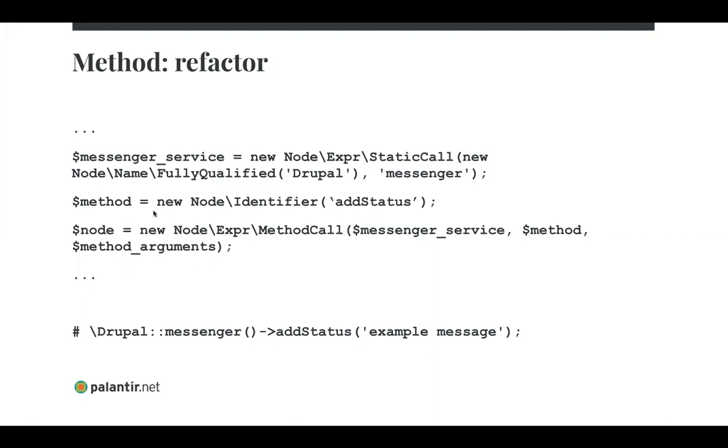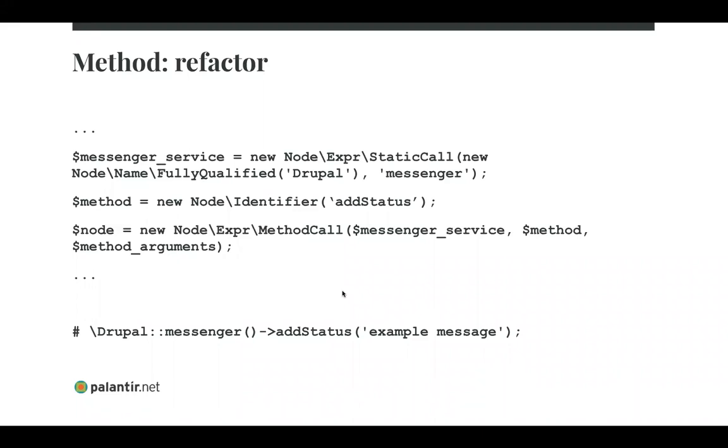And we're nesting them inside of each other. And then the method is a simple identifier, which is just this string, add status. We're combining them in the last step, creating a node that's a method call, which is this whole thing. It's going to be the method, add status, on the messenger service, which is Drupal messenger. And then the argument it's getting is example message. I didn't show you how to define arguments here, but it's in the code if you want to take a look.